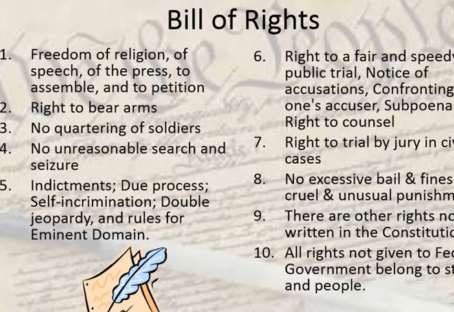Okay. 6th Amendment, same thing. Right to a fair and speedy trial. You have a right to be notified of accusations against you. You have a right to face your accuser in court. You have a right to a lawyer to represent you. The 7th Amendment is a right to a trial by jury in civil cases. These are cases where there's not a crime that's been committed, but somebody is just suing you for whatever reason. 8, no excessive bail or cruel and unusual punishment.